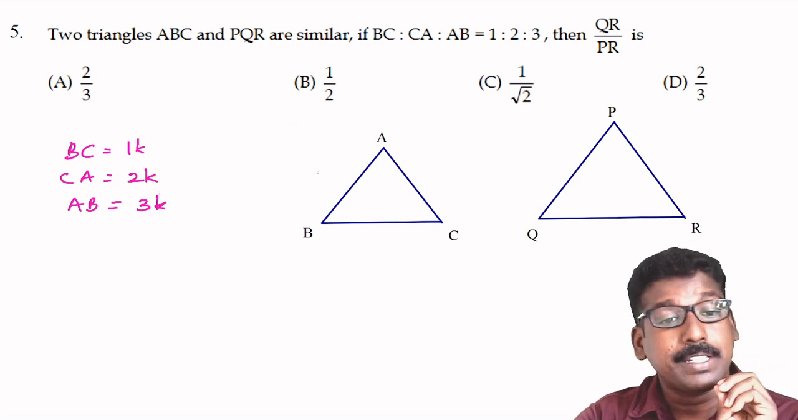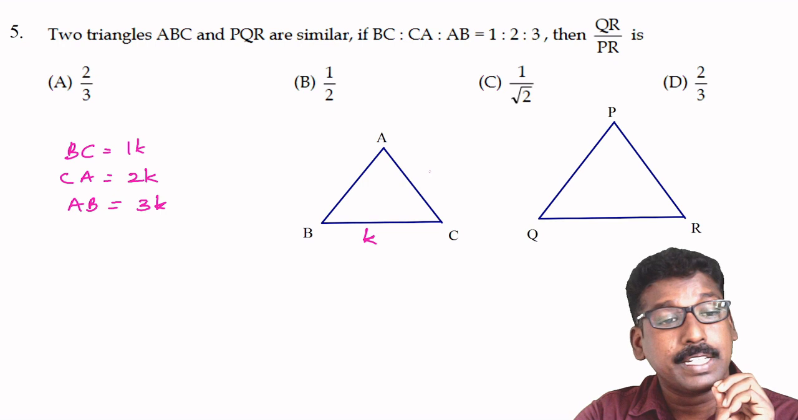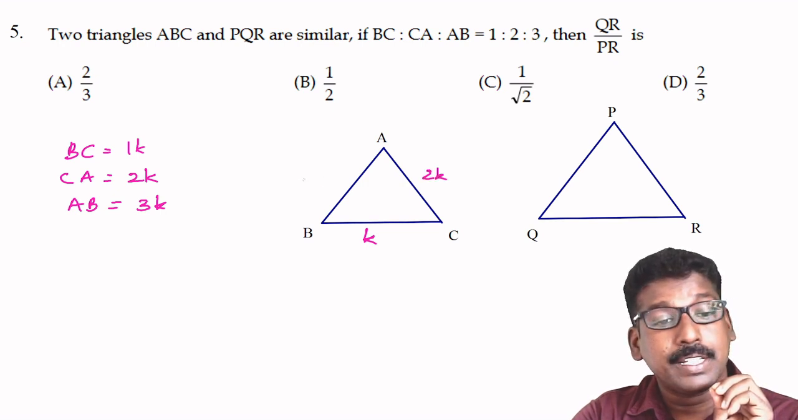So let me mark it here. BC you can take as k, 1k means k. CA you can take as 2k and AB you can take as 3k.